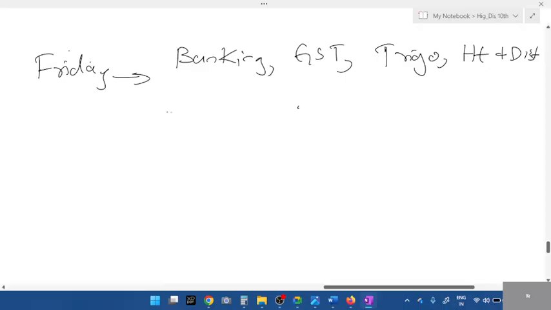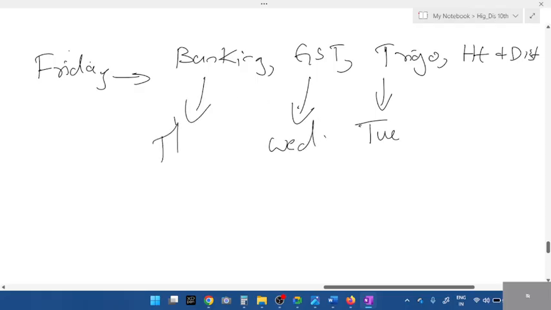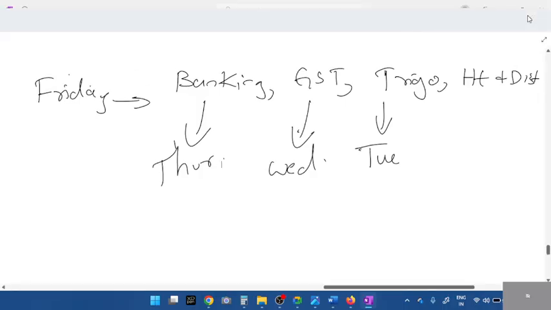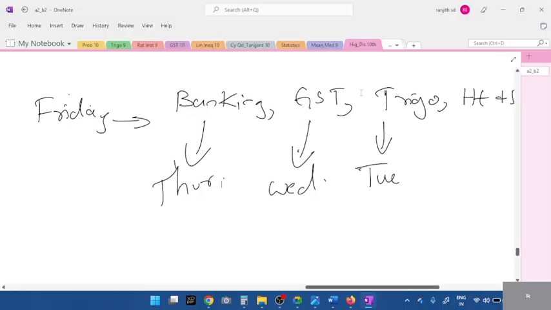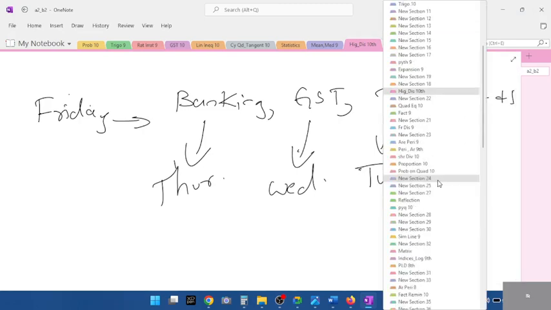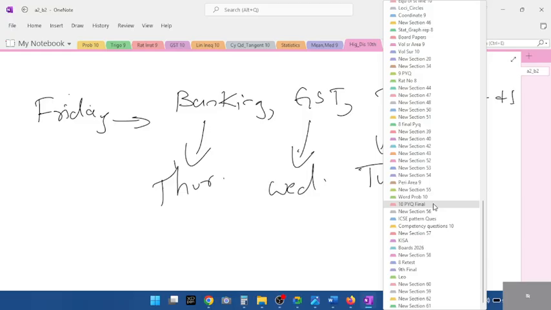Okay. So Tuesday we'll revise trigonometry, previous year questions. Tuesday. Wednesday GST. Thursday banking. Heights and distance Monday will complete. We have done a lot of questions. Monday will be the last class for heights and distance. So you'll have 1 week practice, students. Revise these 4. All 4 are important.